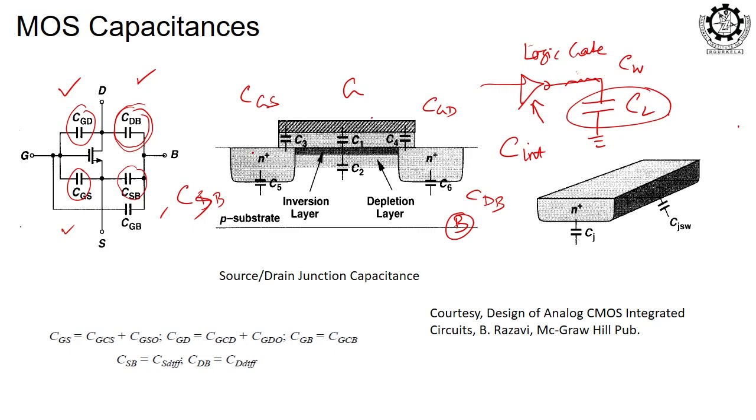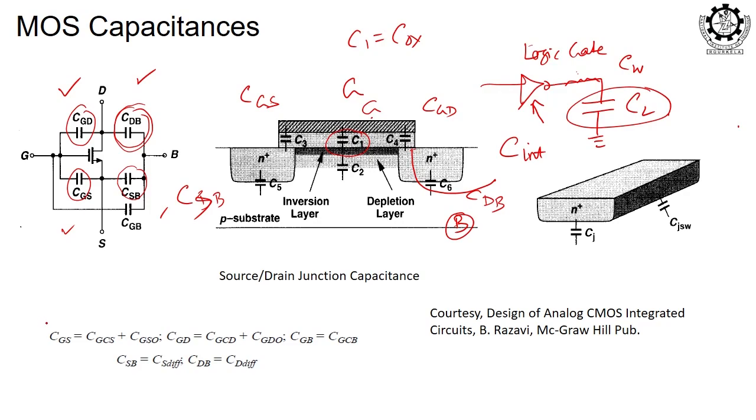Now, in this structure, C1 is between the gate and the channel, that is the oxide capacitance COX. C2, you remember, is because of the additional space charge region that is forming. C3 and C4, why are they forming? The drain is supposed to form from here, right, but there is a little bit of overlap. So, C3 and C4 are overlap capacitances.